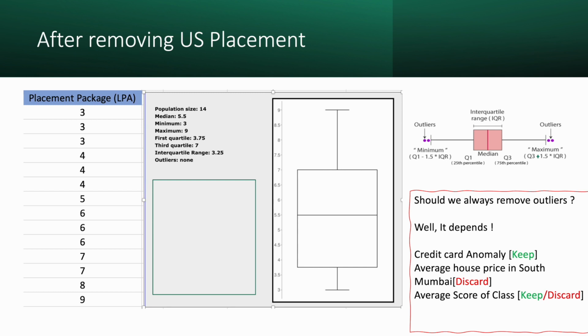Average score of a class. In some cases in a class there are a few bright students who have scored way above the others. Should you keep that score? Should you remove that? Well, it depends on the context or what the teacher wants to do. So you can keep those outlier values also, or we can discard them also, right? So discarding or retaining the outlier values depends on the context and the use case or the problem which you are trying to solve.